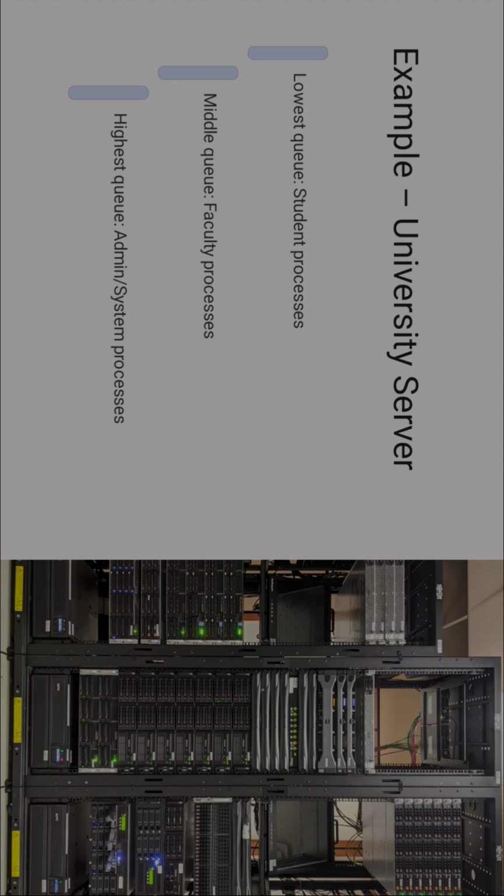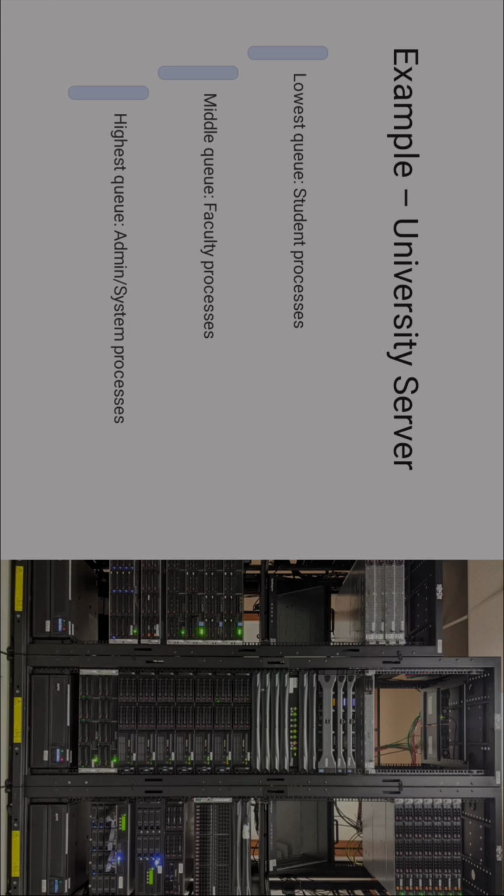Now let's take a real life example of a university server. There are three tasks: admin tasks, faculty tasks, and student tasks. Admin tasks involve things like maintaining records or backups, that is high priority. Faculty tasks involve uploading files, attendance and results, that is medium priority. Student tasks like downloading notes or checking the timetable are the lowest priority.